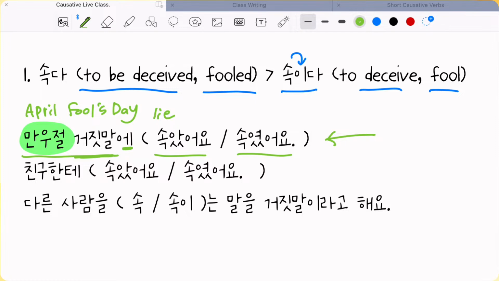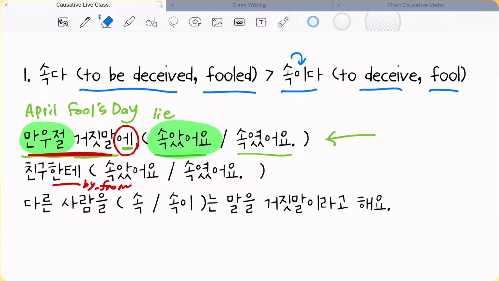So you can say you are fooled. So 속았어요. You can use the intransitive verb 속다. 속았어요. And if you want to say that you were fooled by something, not someone, you can put the particle 에 after what you were fooled by. So 만우절 거짓말에 속았어요. And on the other hand, if you want to say you got fooled by someone, that's when you can use 한테 or 에게. So basically, by or from, right? So if you want to say I was fooled, I got deceived by a friend, you can say 친구한테 속았어요.